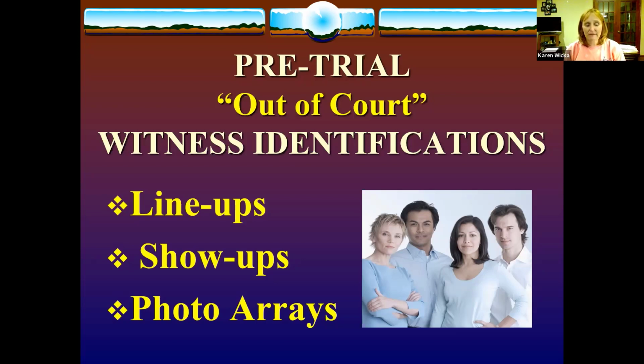The last one is photo array. So a photo array is when they show you a series of photographs and you have to pick out which person you think it is in the photo array. Okay, so those are the different out-of-court identifications.